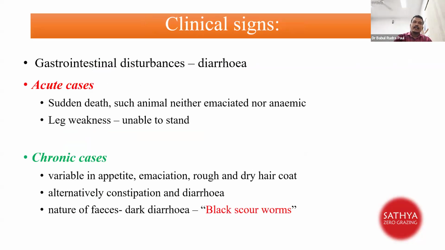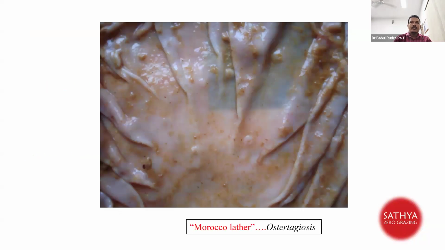If you see the clinical symptoms, in acute condition there is no emaciation or anemia, but sudden death occurs, with some leg weakness or inability to stand. In chronic condition, what happens? The feces of the affected patient become dark diarrhea. That's why the worm is also known as black scour worm. In Ostertagia, the pattern of the abomasum layer becomes nodular. It looks like morocco leather.